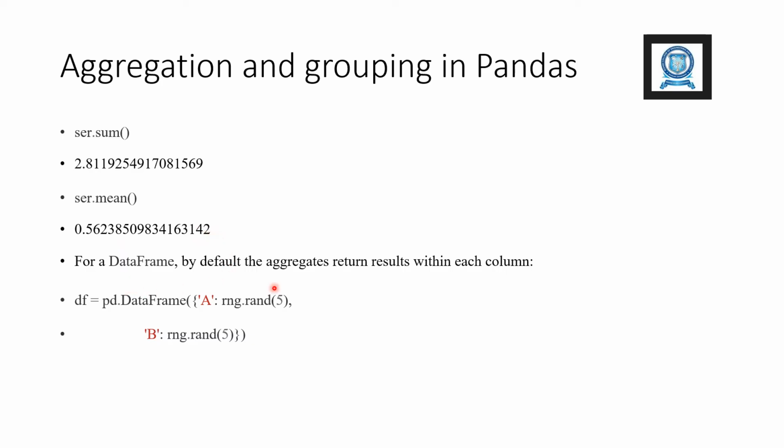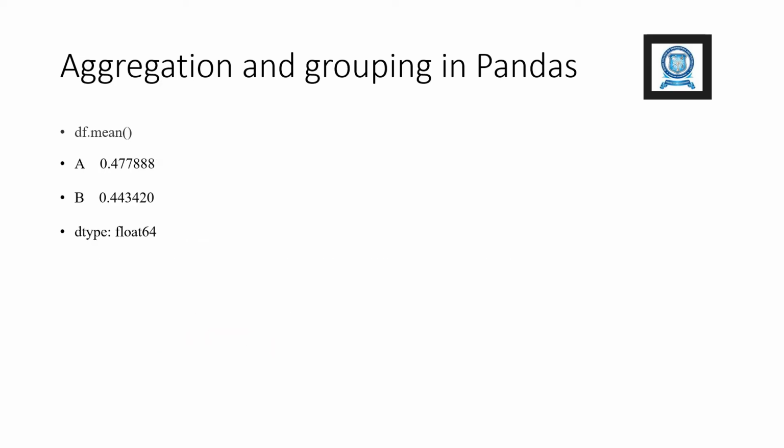For a data frame, by default the aggregates return results within each column. So we have chosen values for column A and column B. Now the output will be like this. df.mean() aggregates the values column-wise. So column A's mean is here and column B's mean is here.